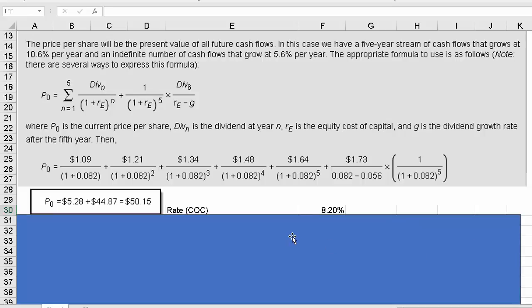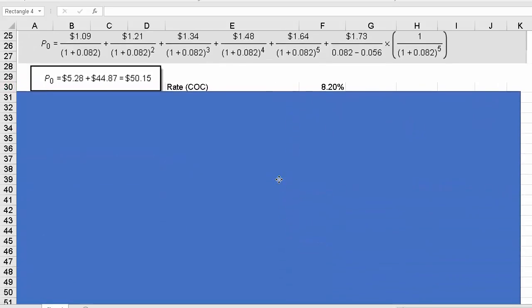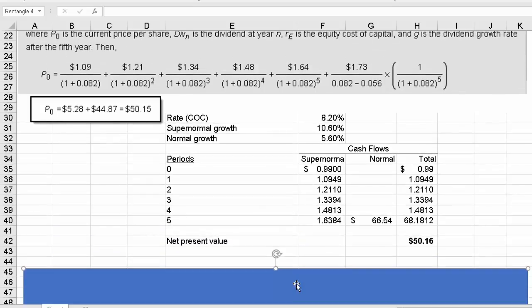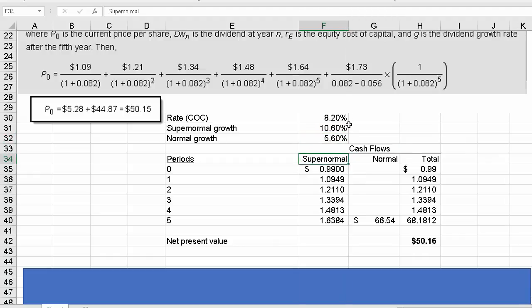Now, I would calculate this in Excel. And let me show you how I would do that. I've done that ahead here, but let me illustrate that for you. So what I've done is I've put in the rate here is 8.2%. You can also see it right there on the, I call this the formula editor bar. Okay, the supernormal growth was 10.6 and the normal growth was 5.6. That was all given to you. All right, let me expand this so you can see the full word.